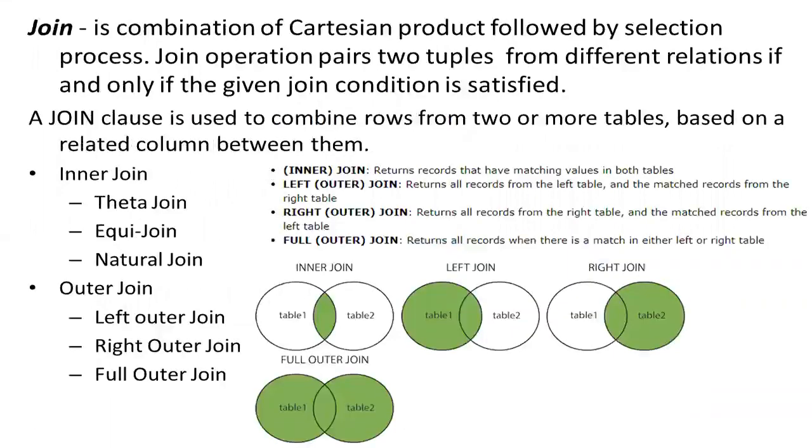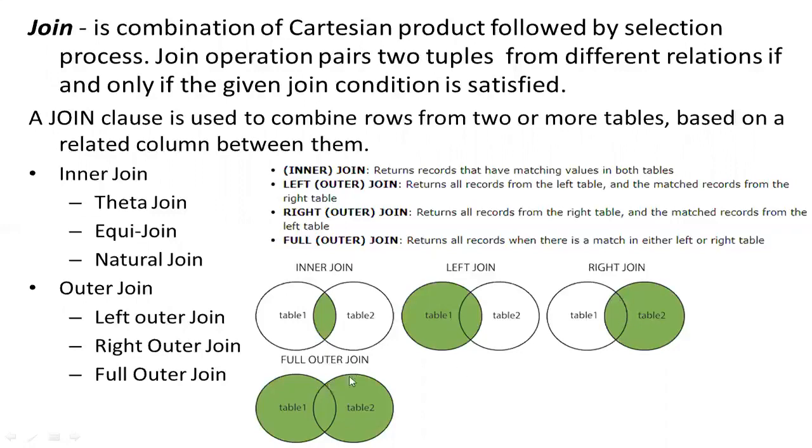Here in the left join, we take all the records from the left table. Only the matching records from the right table are considered. Similarly, in the right join, you consider all the records available in the right table, and only the matching records from the left table will be added.